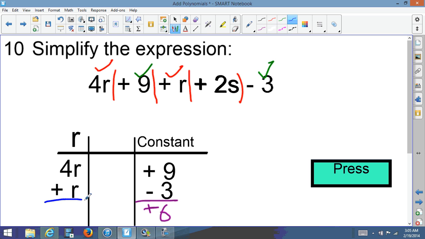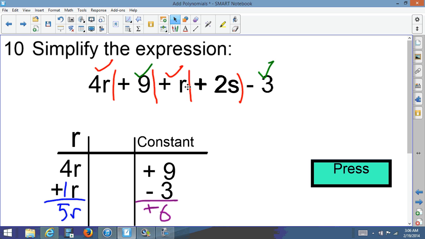So I got 4r plus r. Well, if you remember before, we talked about having just one little r. In algebra, they don't write the number when it's just one r, so the coefficient or the number would be just the 1 that's missing. So we have 4r plus one little r, which would give us 5 r's. So now we have, so far, our r's taken care of.